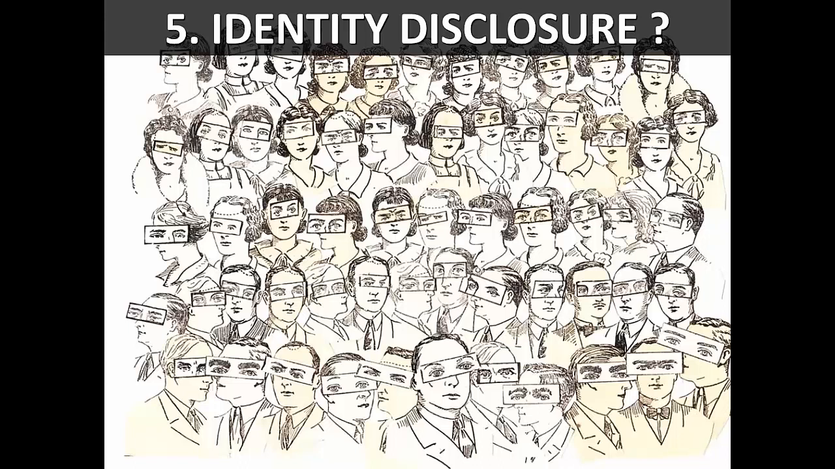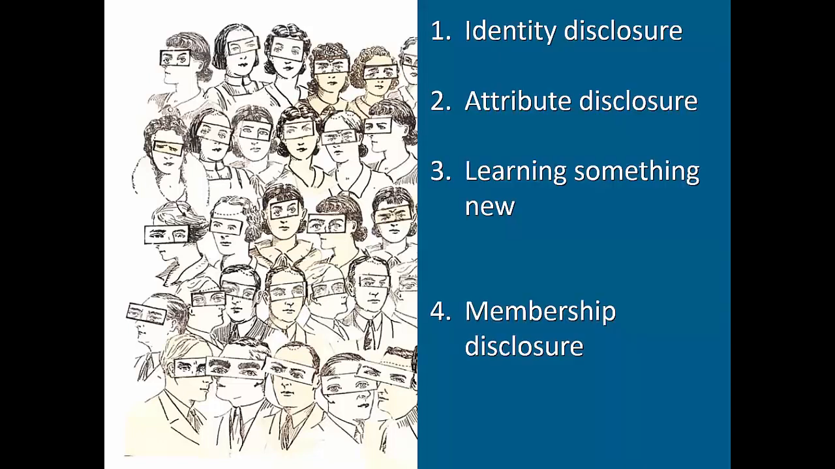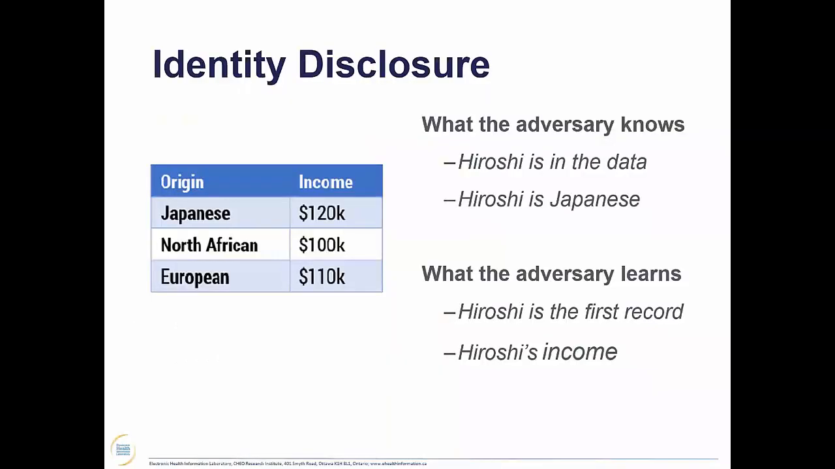Let me focus here on three types of disclosures that we would normally want to protect against: identity disclosure, attribute disclosure, and learning something new. The other type of disclosure, which is also important, membership disclosure, I'm not really going to cover here just because we won't have enough time. I'll just focus on the top three. So let's go through them and see what they mean.